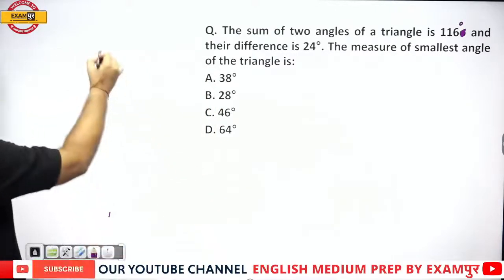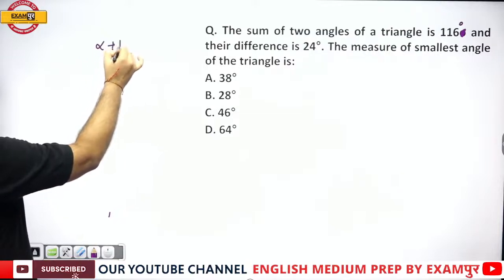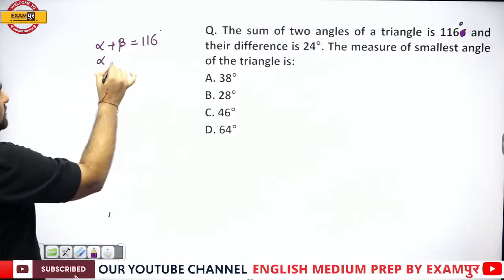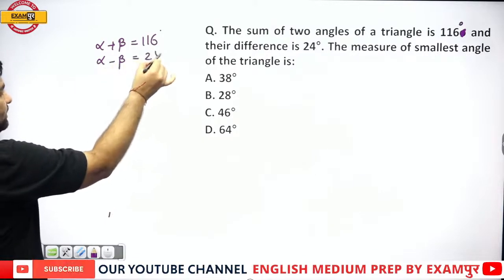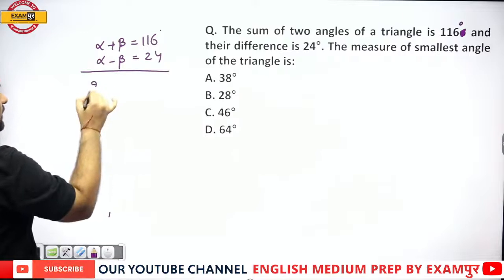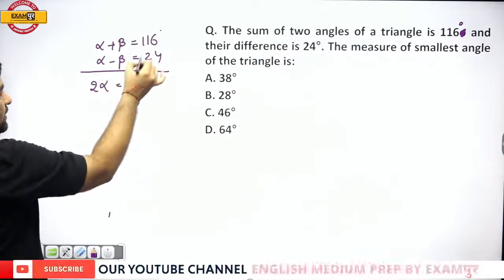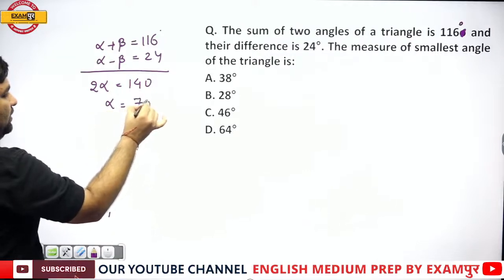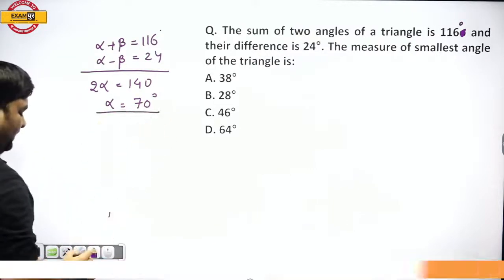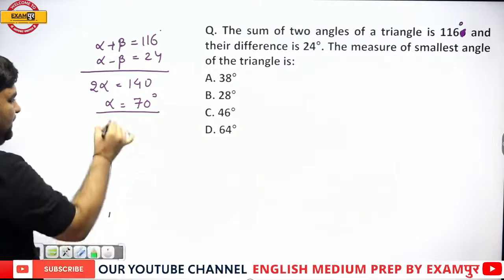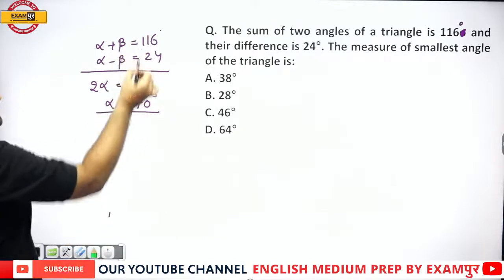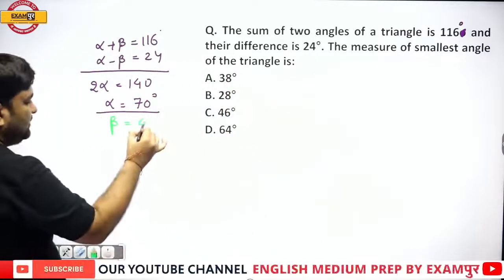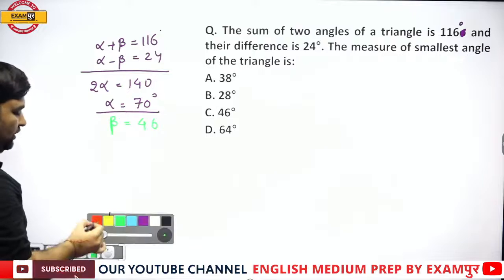Sum of two angles of a triangle is 116 and their difference is 24. Adding both, 2 alpha is 140, alpha comes out to be 70 degrees. If alpha is 70 degrees, what is beta? Beta is 70 plus 46 is 116, so 46. What is gamma?